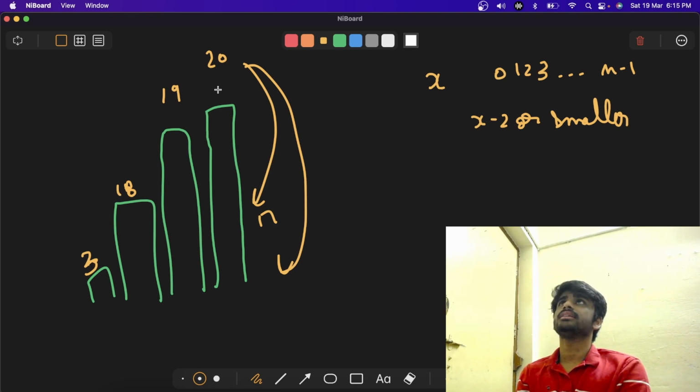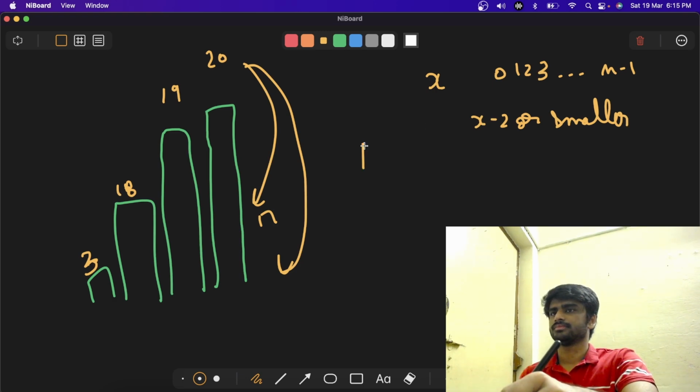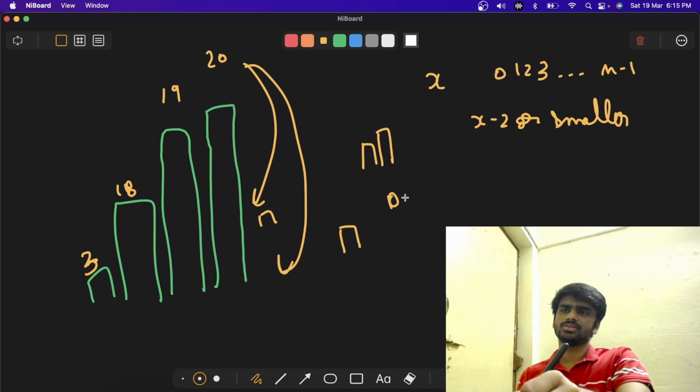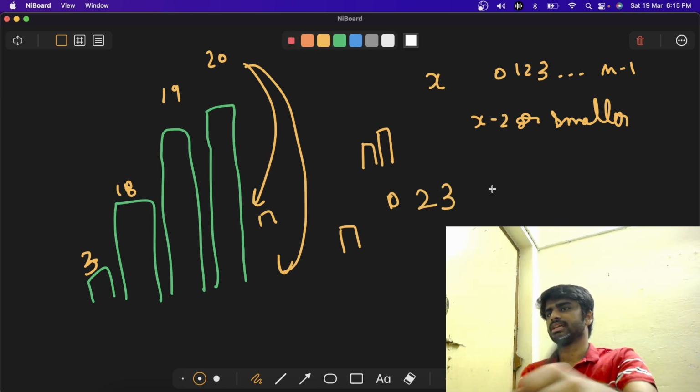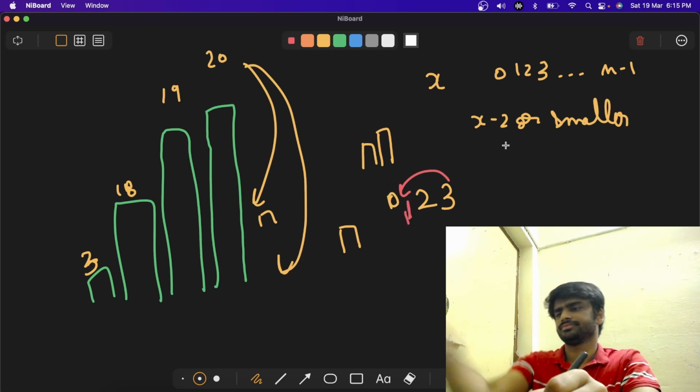And to win, what other way is there to win? If we don't have that two-gap thing. What if we had a 0, 2, 3? Then in the first move I will make this 1 and I win.